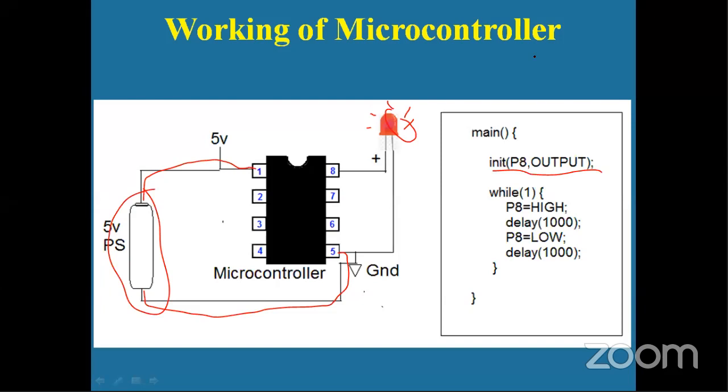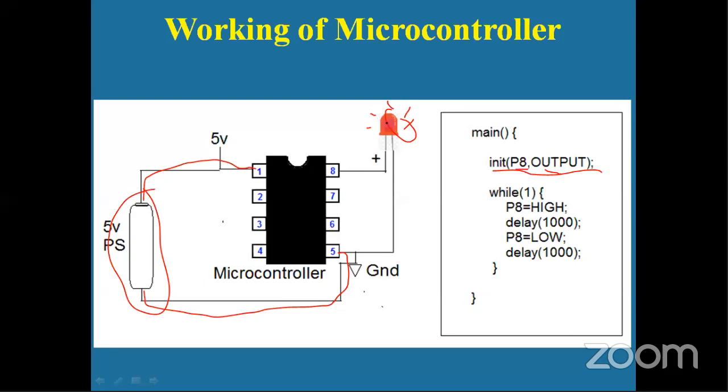Since the microcontroller is going to control the voltage on this pin, the microcontroller is going to use that as an output pin. I initialize P8. P8 is nothing but pin number 8. I initialize it as an output pin. Why am I initializing it as an output? Because I am going to control it.